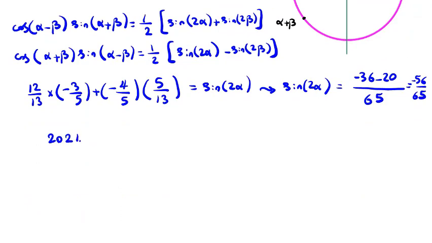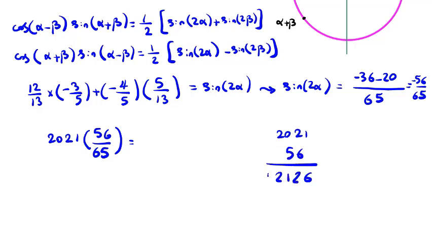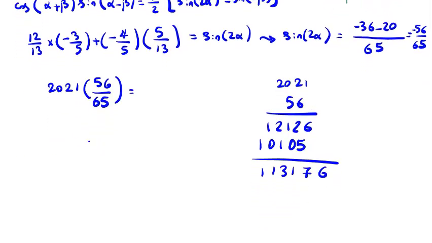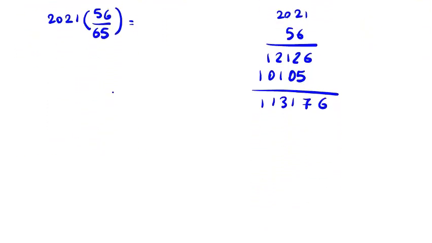2021 times, because we consider absolute value, we can consider the positive. So at first we should multiply 2021 by 56. 6 times 2, 12, 1, 12. 5 times 1, 5, 5 times 2, 10, 6, 7, 1, 3, 1, 1. Then we divide it by 65 and want to find the floor of that.